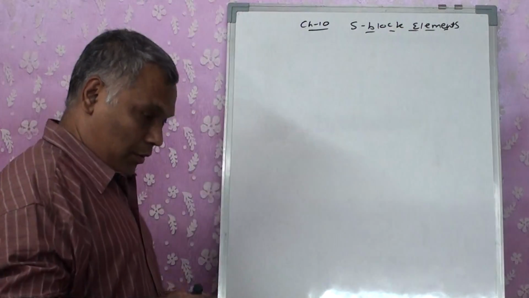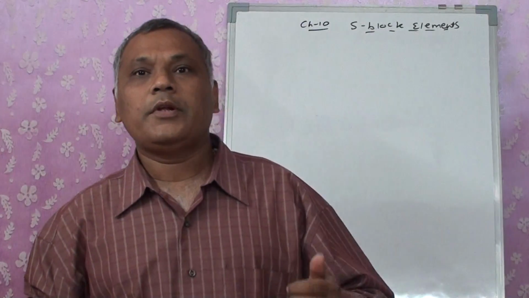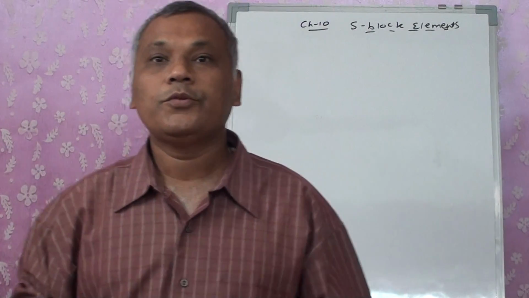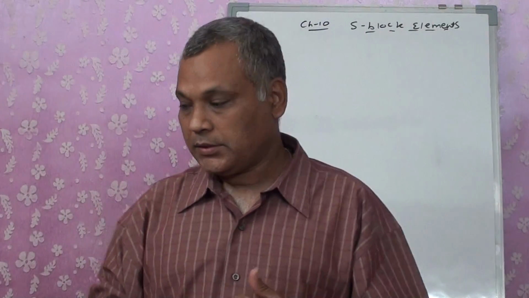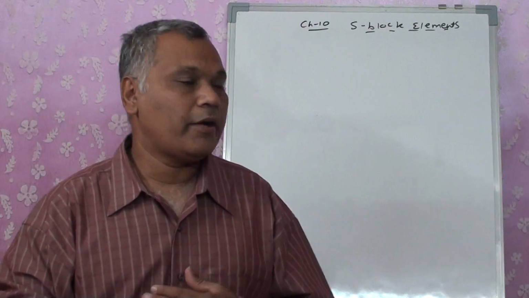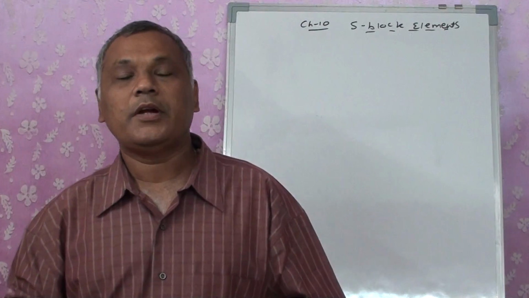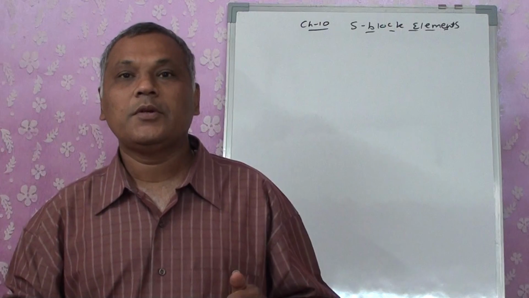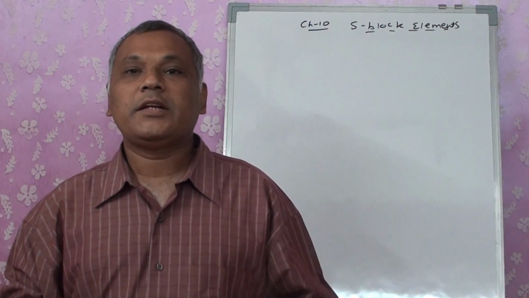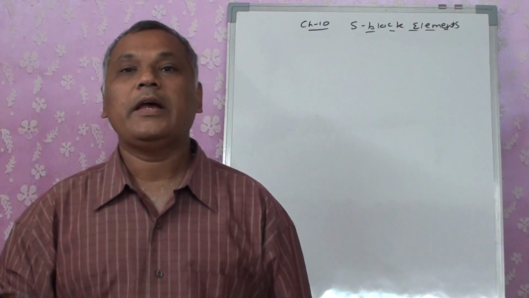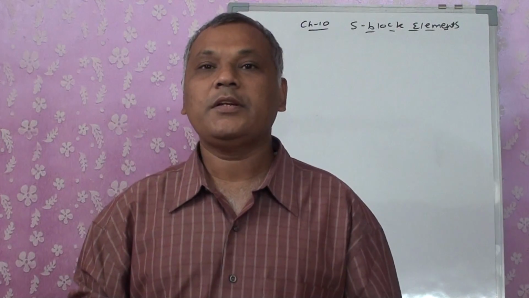Now, all of you have studied it in our third chapter, the periodic table. Right? We know that we have classified the periodic table into 4 blocks: s, p, d and f. The first and the second groups of the periodic table are termed as s-block elements, because the last electron enters the s orbital. So we term them s-block elements.